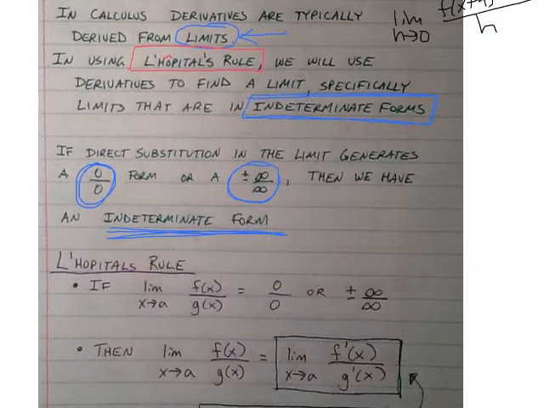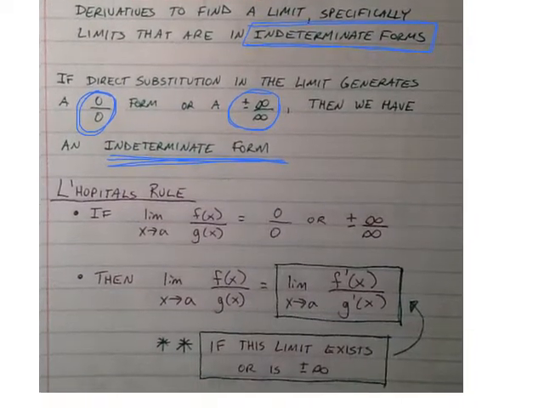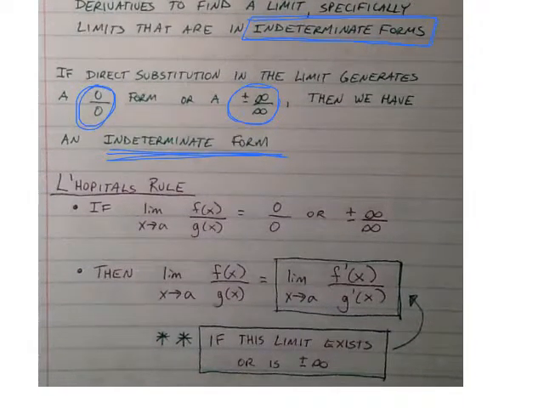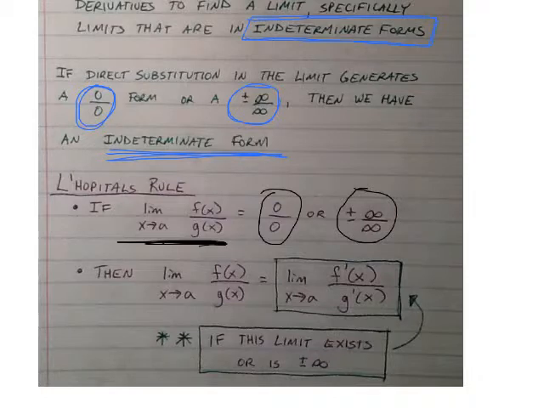And L'Hopital's rule says if we have the limit as x goes to a of a function divided by a function, and that produces one of our two indeterminate forms, then we can say that the limit as x approaches a of the function divided by the function is equal to the limit as x approaches a of the derivative of the numerator divided by the derivative of the denominator.